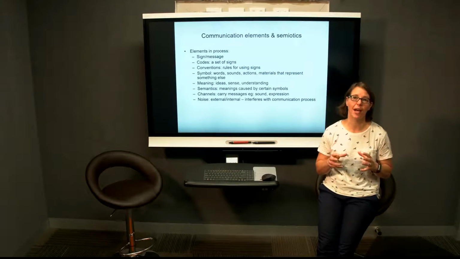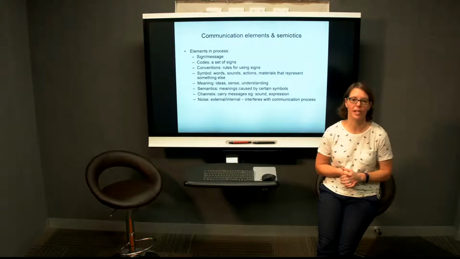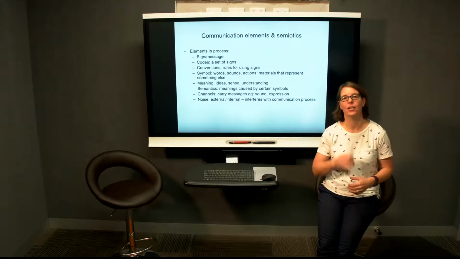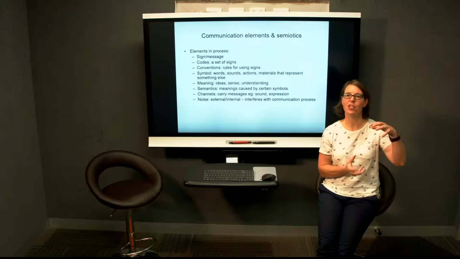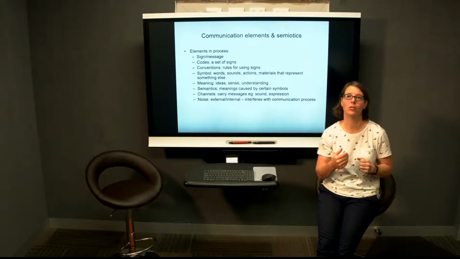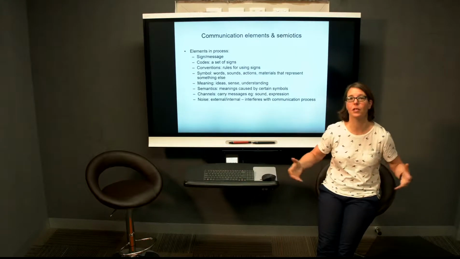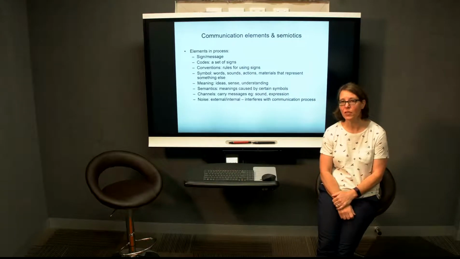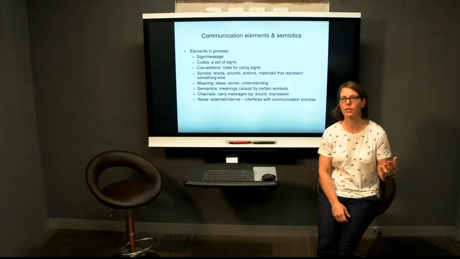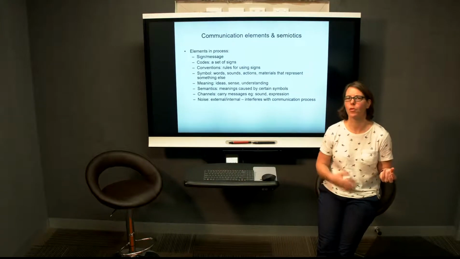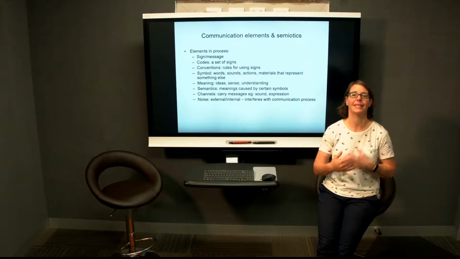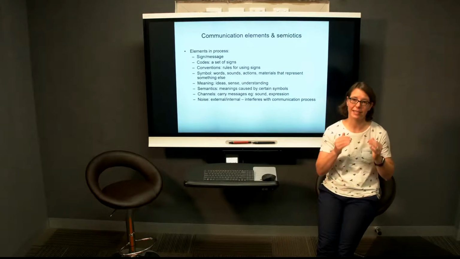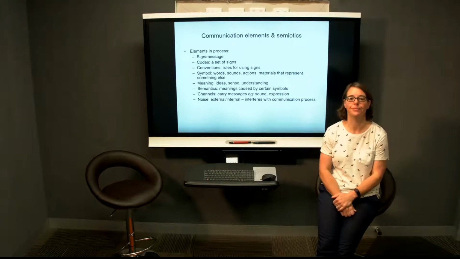So you have the actual sign or message of what's being communicated. You have the codes, which are a set of signs. So if you ever see red, yellow, green, that's a code because it's stop, slow, go. And we use this all over the world. It's a code that we understand. And then there's conventions or rules for using the signs. You wouldn't make green mean stop or red mean go, because that's counterintuitive to these sets of codes and signs. So that's the convention. Everybody does it that way.